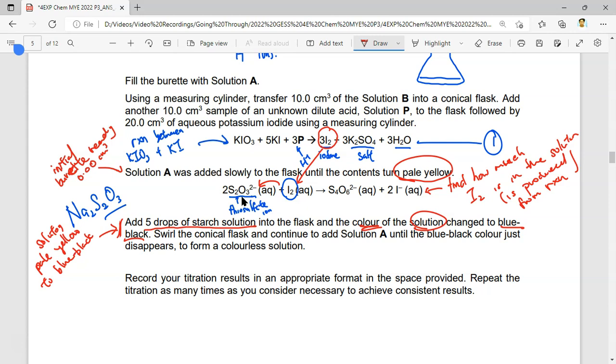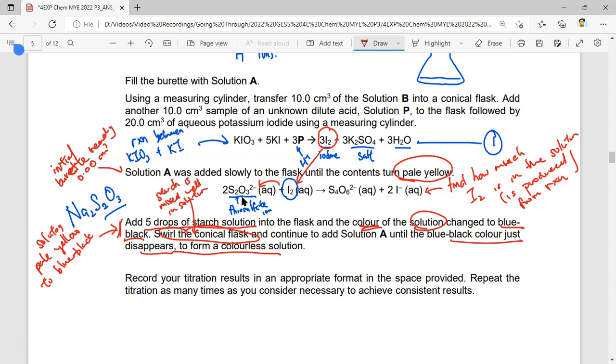Pale yellow to blue-black. Why should I do this? Never mind, we may not know, but at least think through the experiment first. After that, swirl the flask and then continue. Why must you swirl? It's to make sure that the starch is mixed well into the solution, so that the whole thing reacts. Then continue adding solution until the blue-black just disappears to form a colorless solution.